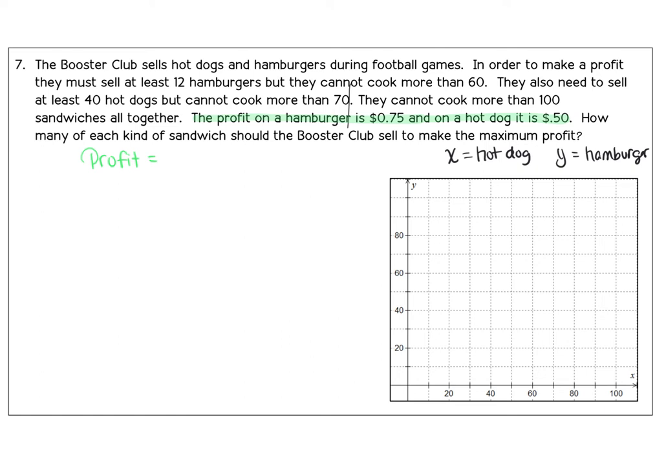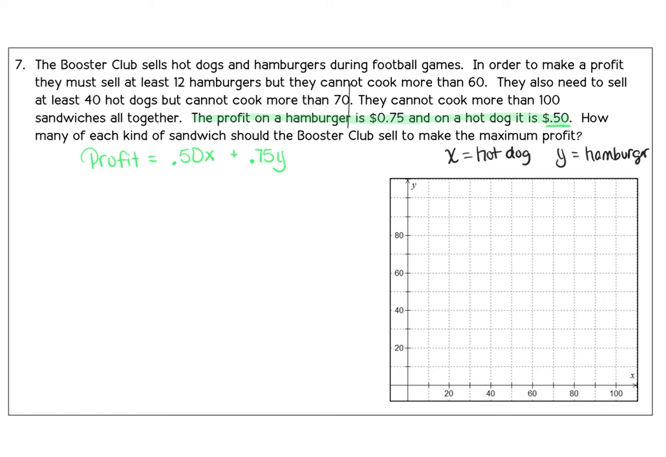And so if my X value was hot dog, my profit on my hot dog is 50 cents. That means I need to take 50 cents times every hot dog that I sell. Then I'm also going to consider my hamburgers. My profit on my hamburgers is 75 cents times my hamburger variable. So I immediately picked out my profit equation here, right?